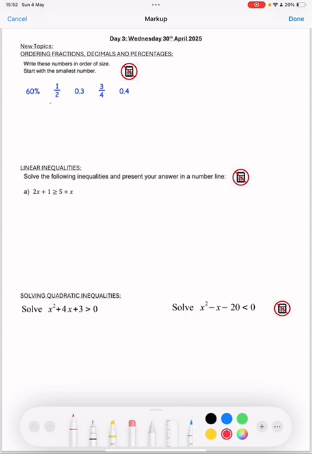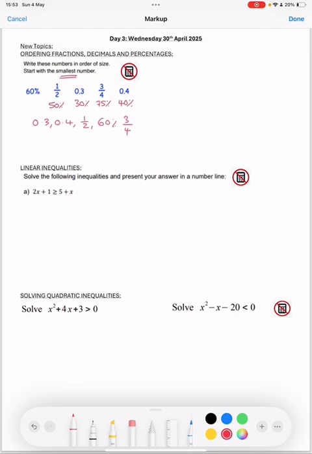So 1/2 I know is 50%, or 0.5. That's 30%, that's 75%, and that's 40%. And always write down your conversions so that you can get marks in case you make a little error on the next bit. Then just be careful to read what the question says. It says start with the smallest and write them in the original form. So 0.3, 0.4, 1/2, 60%, and 3/4.